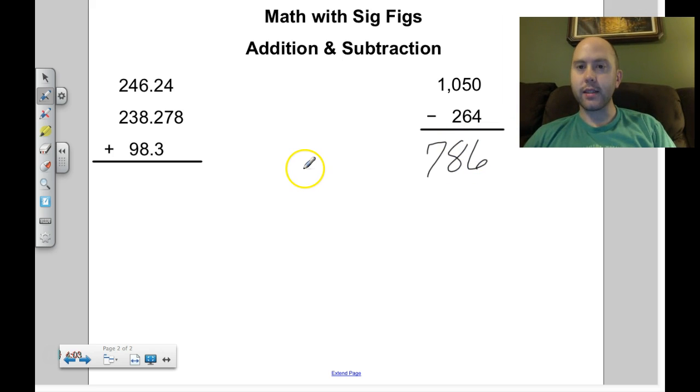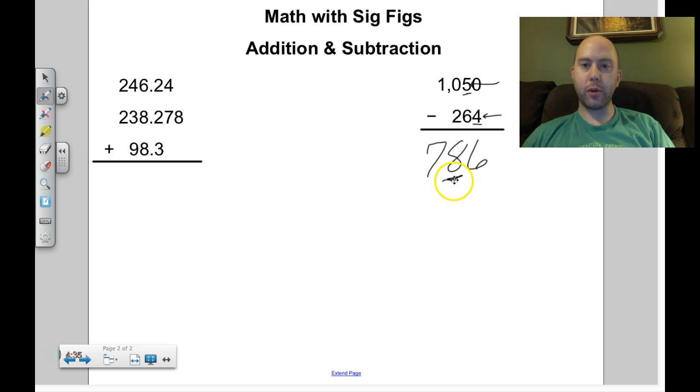Next, find your farthest left uncertain digit. In 1050, my farthest left uncertain digit is the 5. This zero is not a sig fig, so the 5, that's in the tens place. In 264, it's the 4, which is in the ones place. So you ask yourself, which is farthest to the left? Clearly the 5 is, which is in the tens place. So I'll want to round my answer to the nearest tens place.